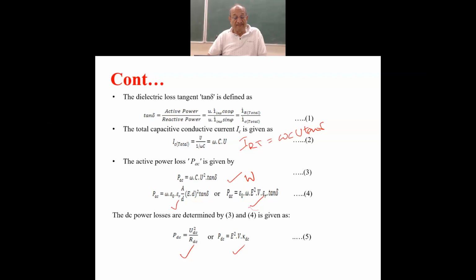And tan delta, like epsilon r, will also depend upon the temperature of the dielectric, upon the frequency of the voltage applied, and also upon the magnitude of the voltage at which it is being measured. So people have been measuring tan delta. We will learn a little later how to measure it.